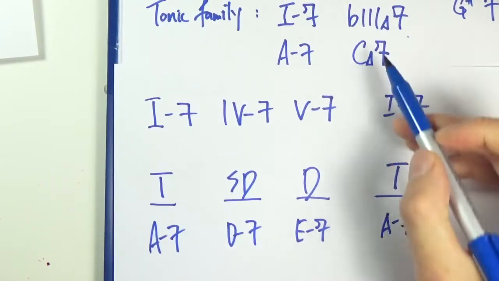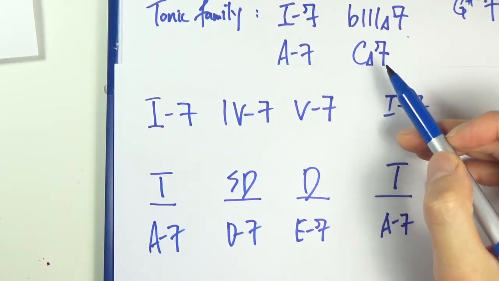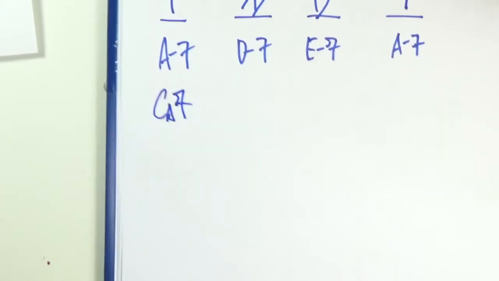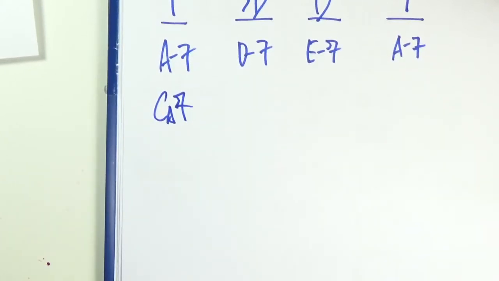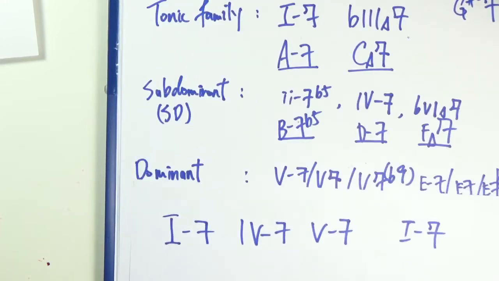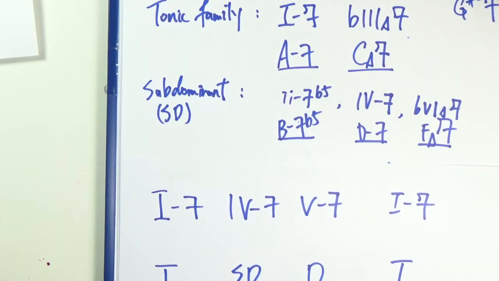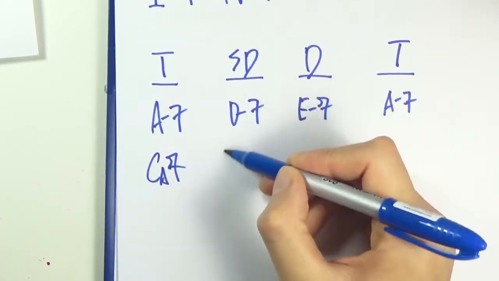So tonic, we also have a C major 7 there, right, in the tonic group family. So you can reharmonize to C major 7 for the tonic chord group. Okay, for the tonic chord group chord, A minor. Subdominant, we have B minor 7 flat 5, D minor 7, F major 7. So let's go for a more jazzy sound. So B minor 7 flat 5, let's try that.